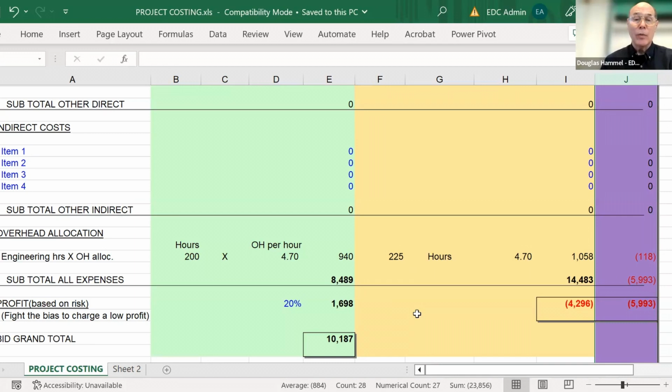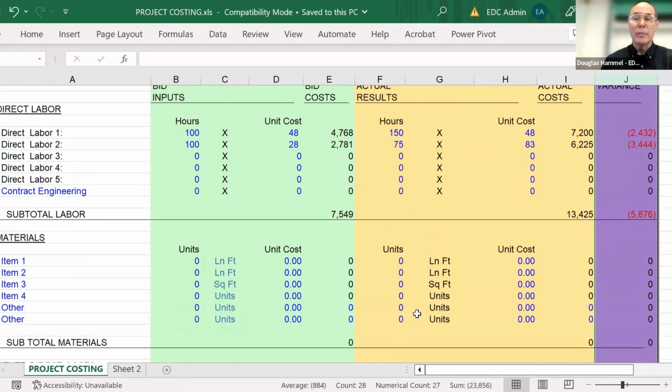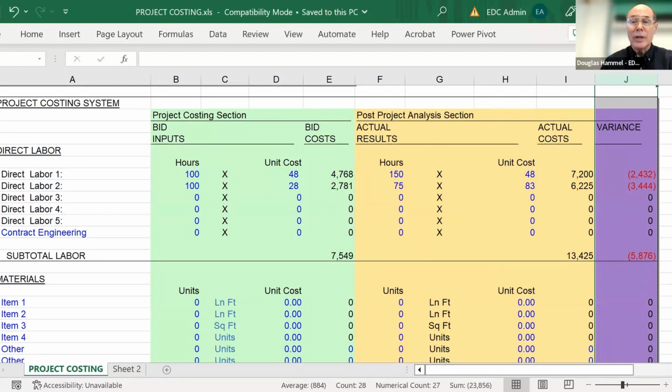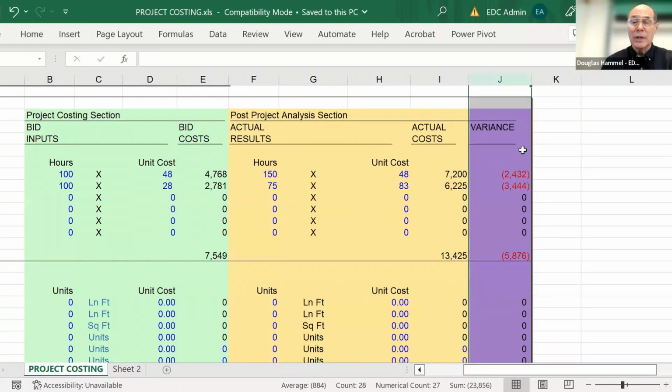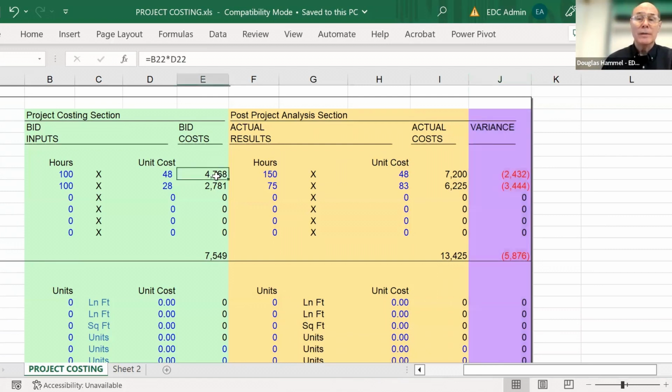Now, later on, I'm going to cover where these numbers come from that are inputted to this spreadsheet, but you also have other sections, and one of them is the post-project analysis, and that is your actual costs in labor and materials and overhead. The third column is the variance. That means the difference between your bid and your actual costs. So you can see here that this variance is a negative 2,432, and in accounting terminology, anything in parentheses is negative. I just made it red, so it's even more prominent.